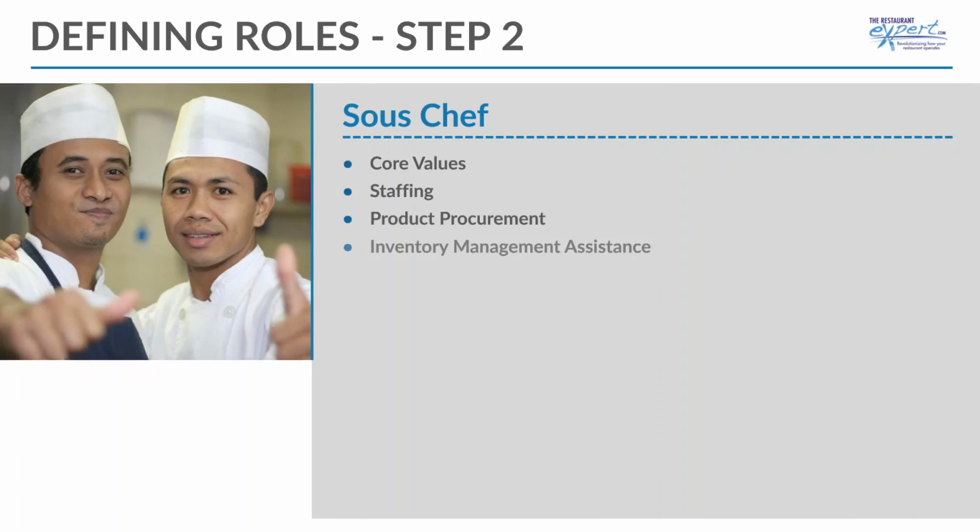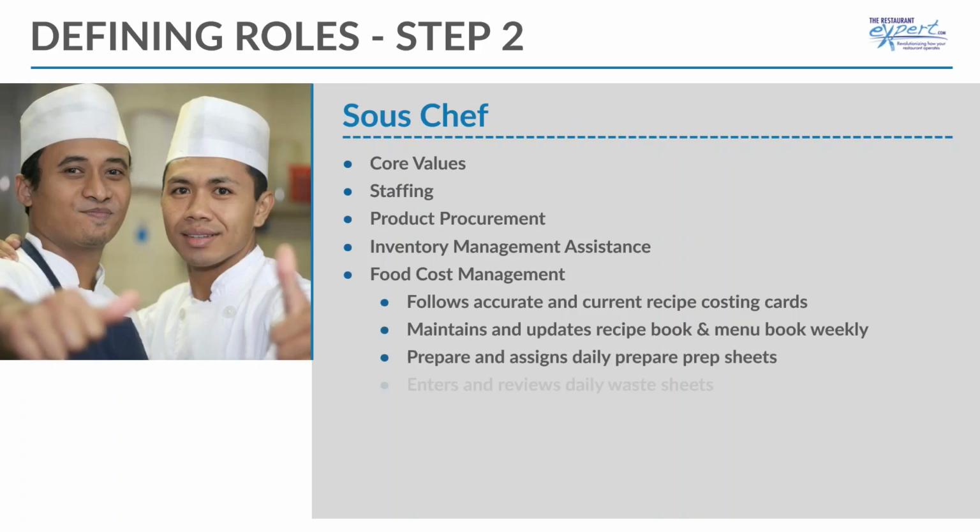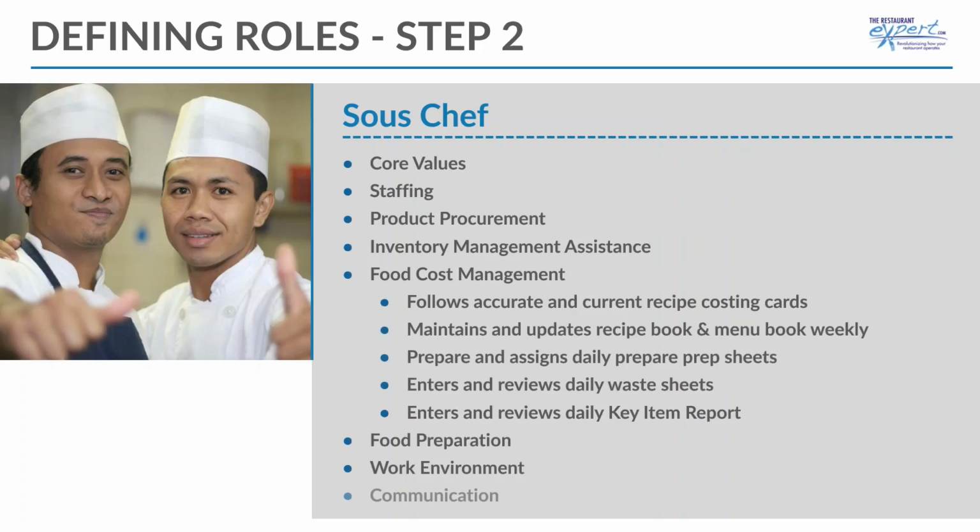Now, let's look at the sous chef. Let's say I was mapping out the sous chef. This is kind of a stolen example from my friends at Visconti's and what they did, but I didn't share everything to them. They worked their butts off creating probably the best organizational chart and job descriptions that I've seen yet. So I just stole one little section here to show you what they did is they mapped out sections like core values, staffing, product procurement, inventory management, food cost management, food preparation, work environment, communication.